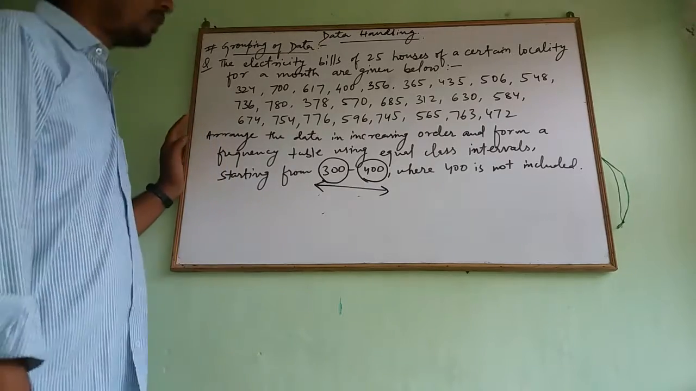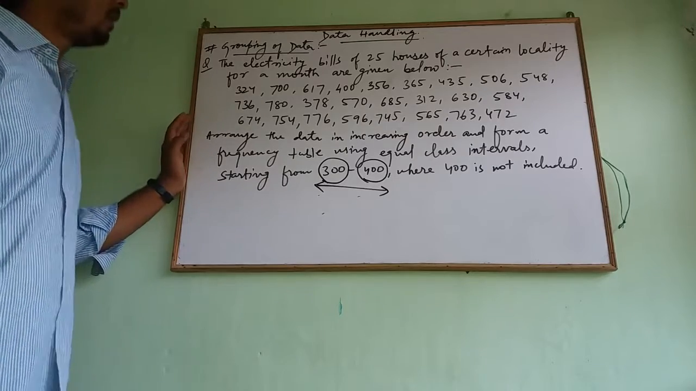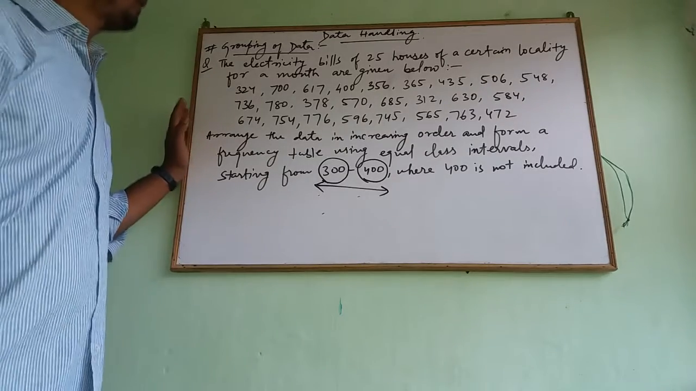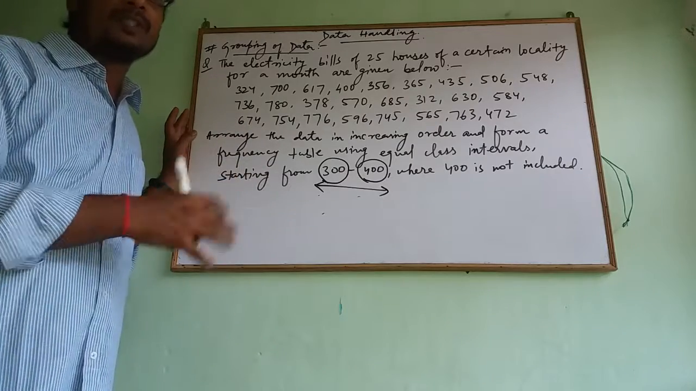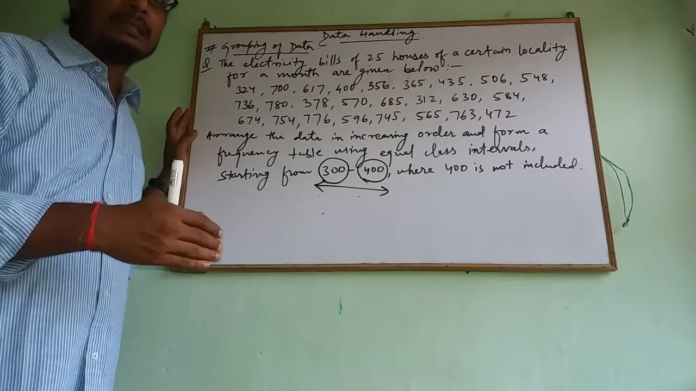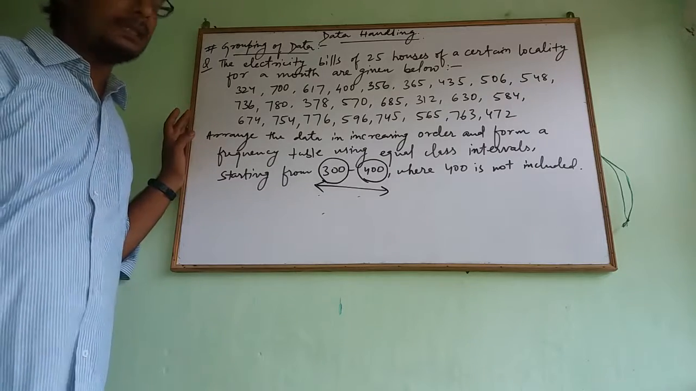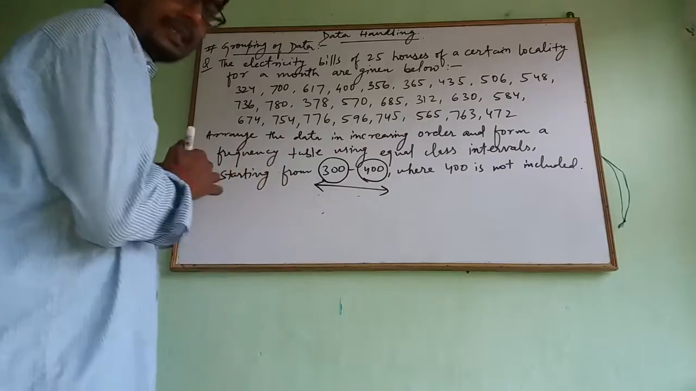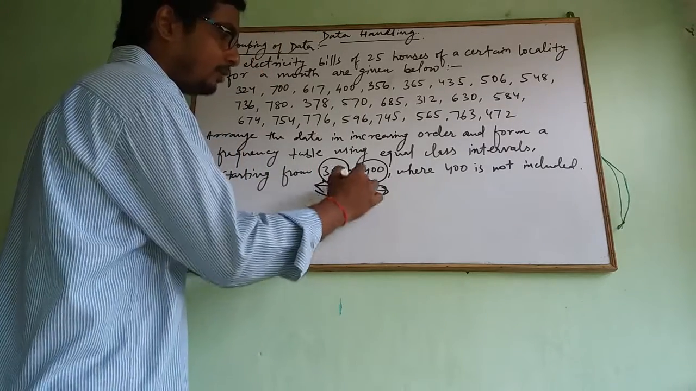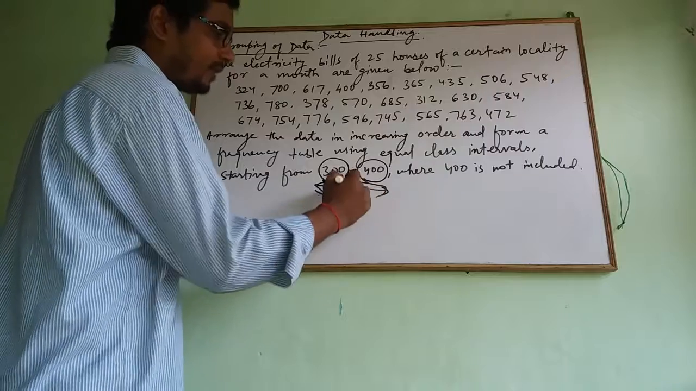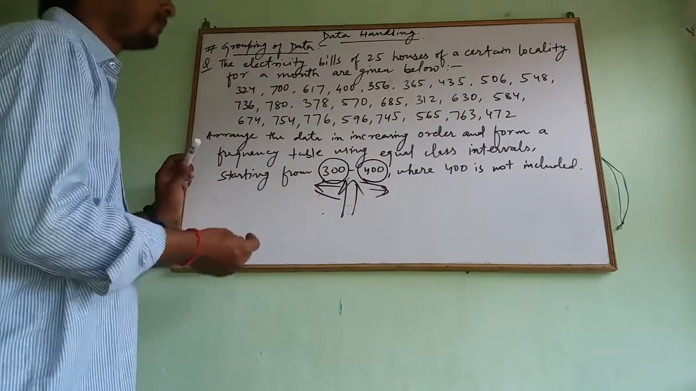Okay, students, let's start with our first topic, that is grouping of data. In this topic, one question is given to you. The data are given randomly, and you have to arrange the data into certain intervals. You can see one example given here. You have to take the above data up to this interval. It is one of the hints given to you.